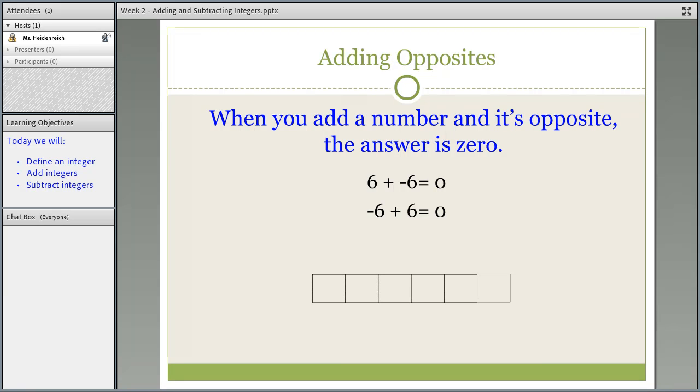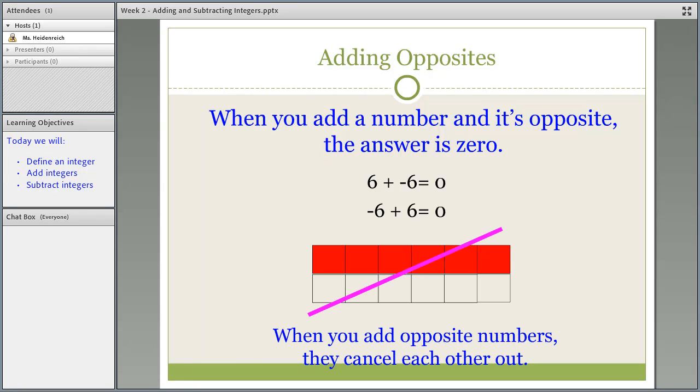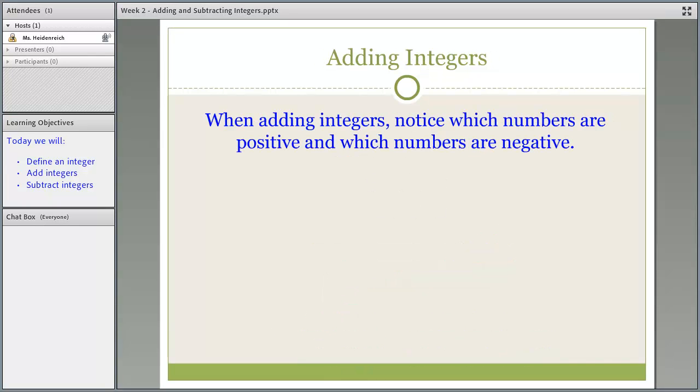And so if I were to draw this, here's an example of six regular clear boxes. But if I add 6 red boxes to it, they kind of cancel each other out, and I'm left with none left over. Okay, so we're going to be using this method of boxes as we go through some examples of adding and subtracting integers now. So when you add integers, you should notice which numbers are positive and which numbers are negative, and think about that when you're canceling out the numbers.